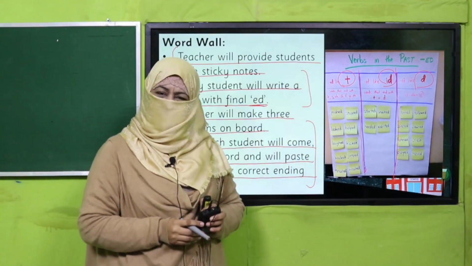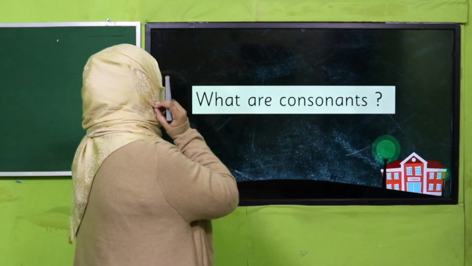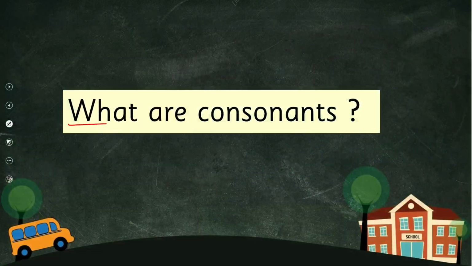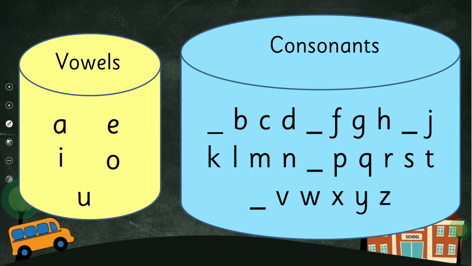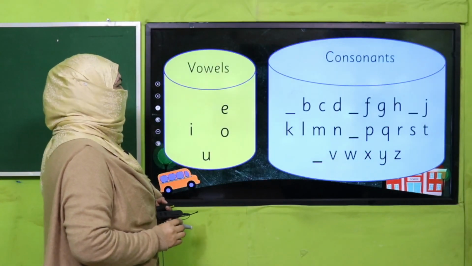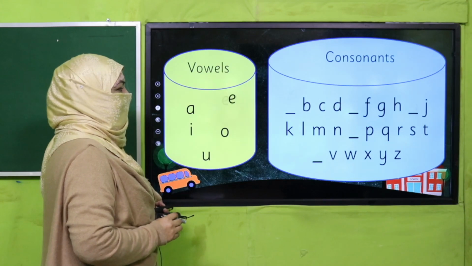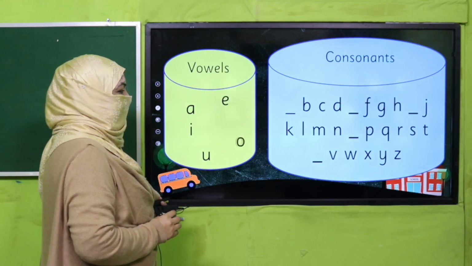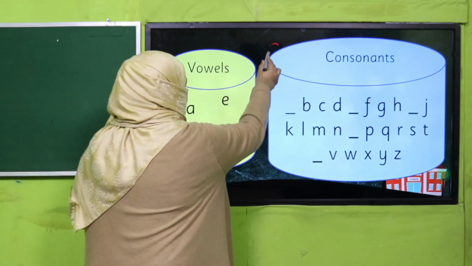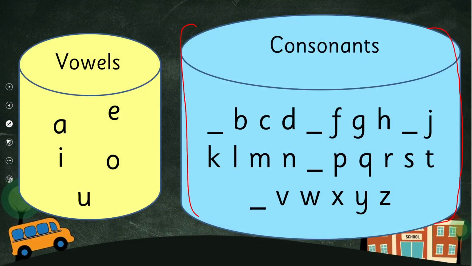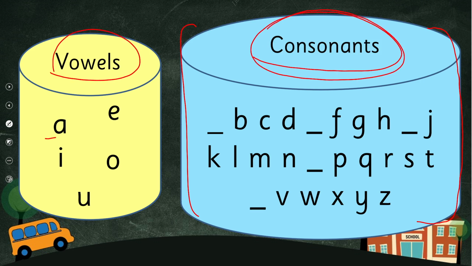Yes, my dear children, are you done with it? Good job. So it's time for the second concept. I asked you what are consonants. Remember? So when we take these 5 vowels A, E, I, O, and U, out of these alphabets, the rest of the letters, they are 21 altogether, they are called consonants. These 5 are vowels, A, E, I, O, U, and the rest 21, B, C, D, F, G, H, J, K, L, M, N, P, Q, R, S, T, V, W, X, Y, Z.